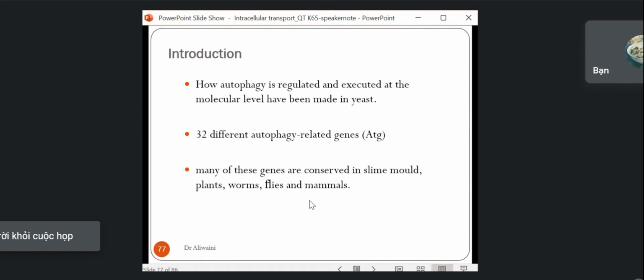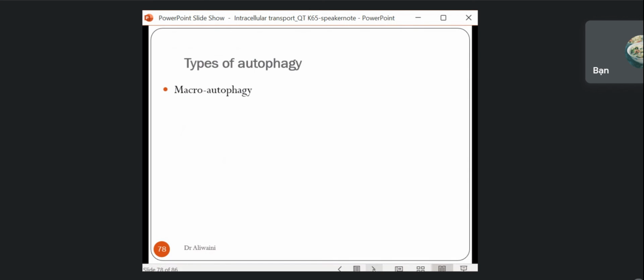So autophagy genes also belong to the important genes for the cell, and they are conserved in many species. There are three types of autophagy: macroautophagy, microautophagy, and chaperone-mediated autophagy.